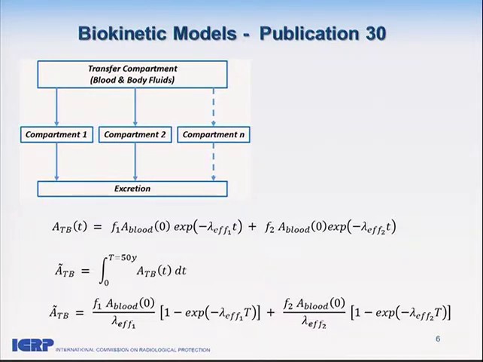Very, very simple. So really, you had to know how many compartments, what was the fractional uptake, and what was the biological half-life associated with some of these. And so this was the basis for kinetic modeling in ICRP 30.